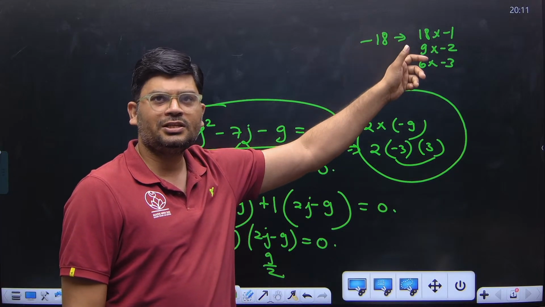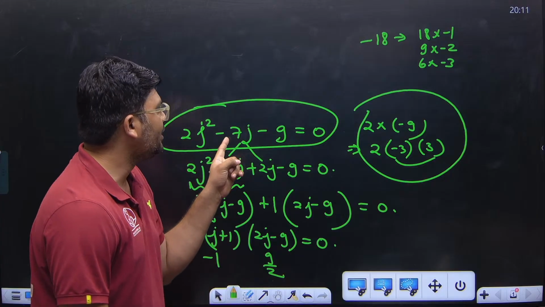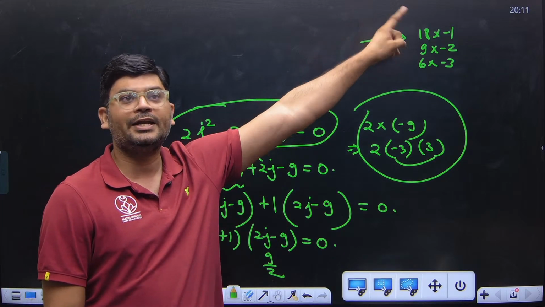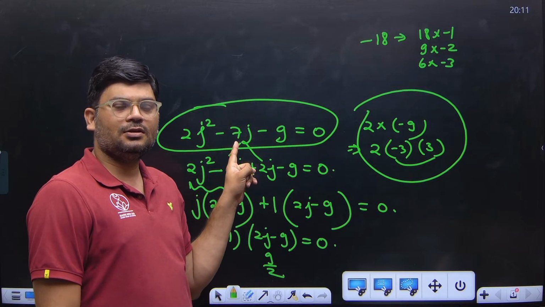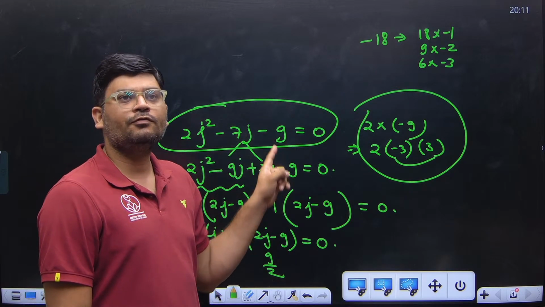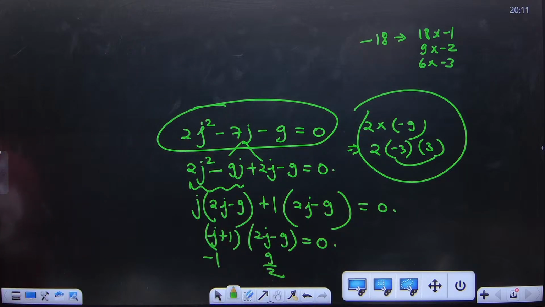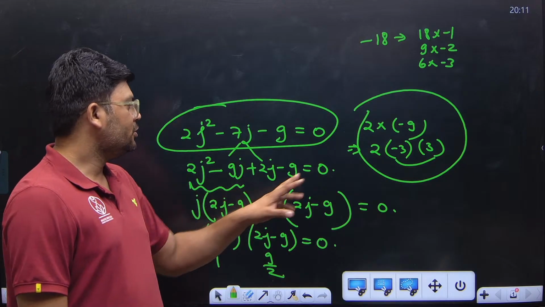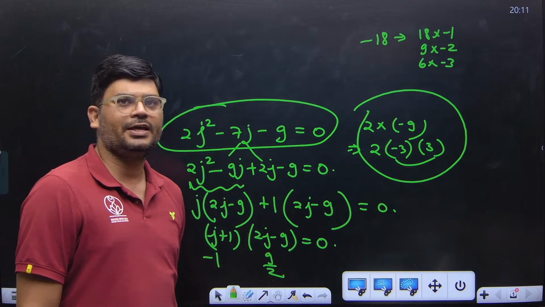Out of all these, suppose if it is 19 or 17, you could have thought of 18 and minus 1. If this was 3, then you could have thought of 6 and minus 3. Then the answer would have been changed. Are you getting it? So this splitting of numbers depends on B and the multiplication of A and C.